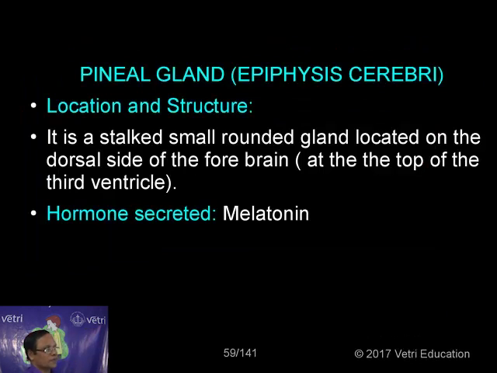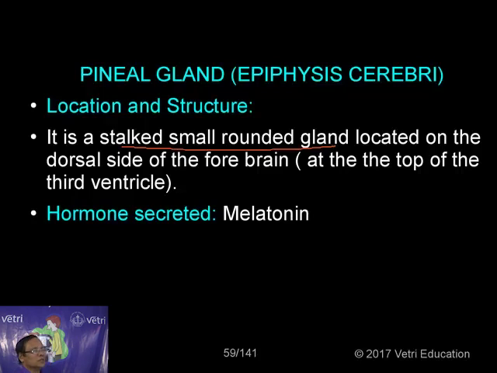Now the next one, the pineal gland, otherwise called the epiphysis. Normally the diencephalon is divided into three parts: epithalamus, thalamus and hypothalamus. The pituitary gland is connected to the hypothalamus. Now the pineal body, epiphysis, is connected to the epithalamus, the upper part of the diencephalon. Now where is it present? It is a stalked, small, rounded gland located on the dorsal side of the forebrain at the top of the third ventricle. At the top of the third ventricle, that's the diencephalon region. It is nothing but a part of the diencephalon only, otherwise called the epiphysis, the upper part.